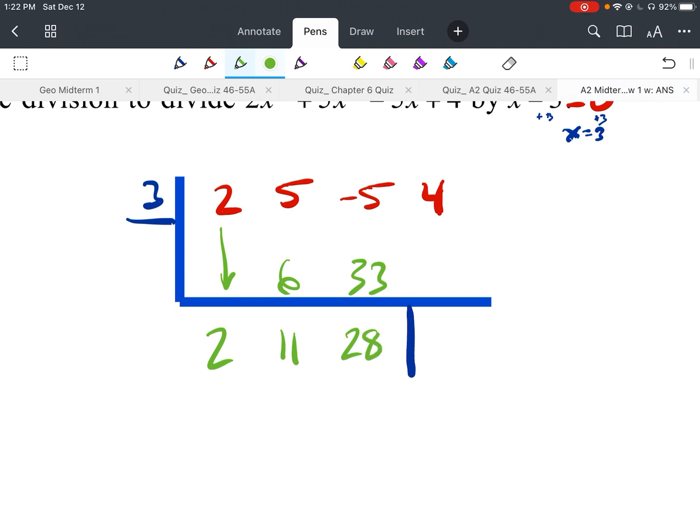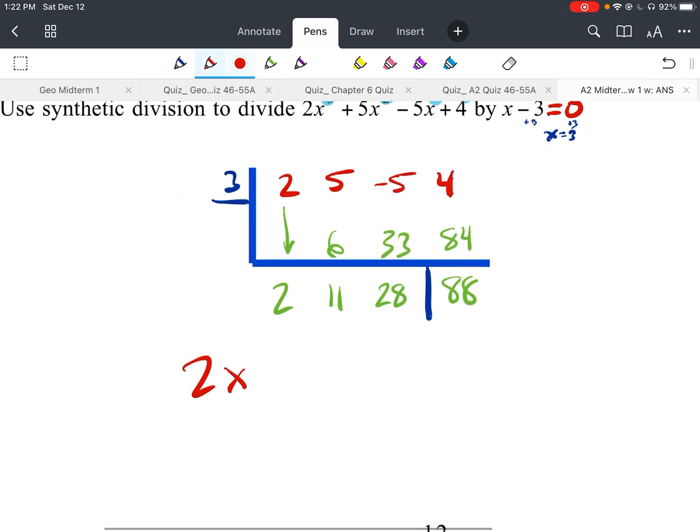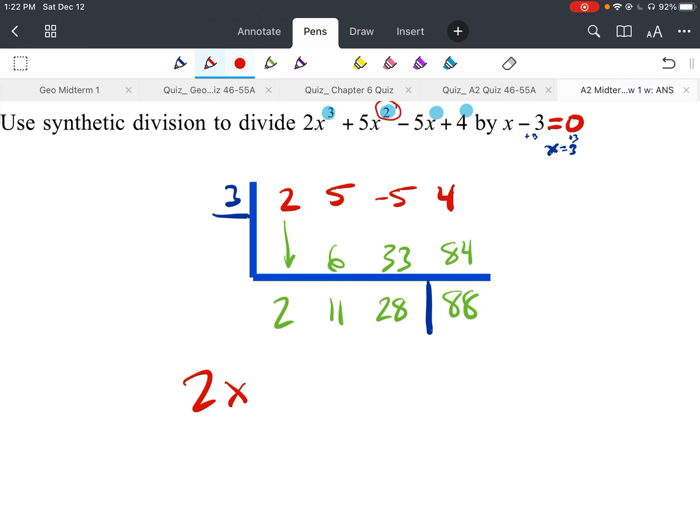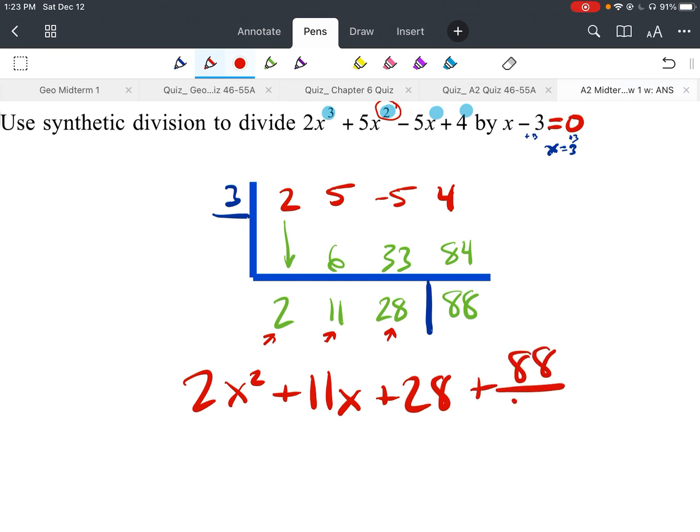And then the next one is 3 times 28 is 84. And then we'll add those up. That's 88. So how do you rewrite this after synthetic? You could do 2x, and now what would it be, squared, cubed, whatever? How do you know? Since you divided it, you're going to start with the next one down, or just work backwards. This must be your constant. This is your x term. This is your x squared term. So it's going to be 2x squared plus 11x plus 28 plus 88 over whatever you divided it by, x minus 3, like that. Okay? If you wrote remainder 88, that's also totally cool.